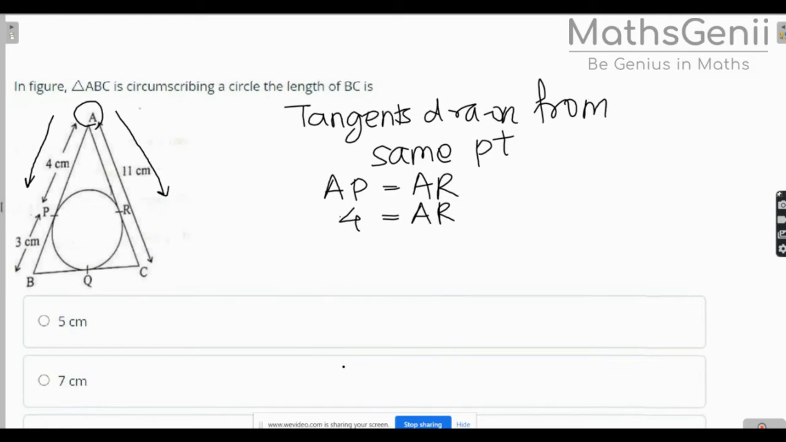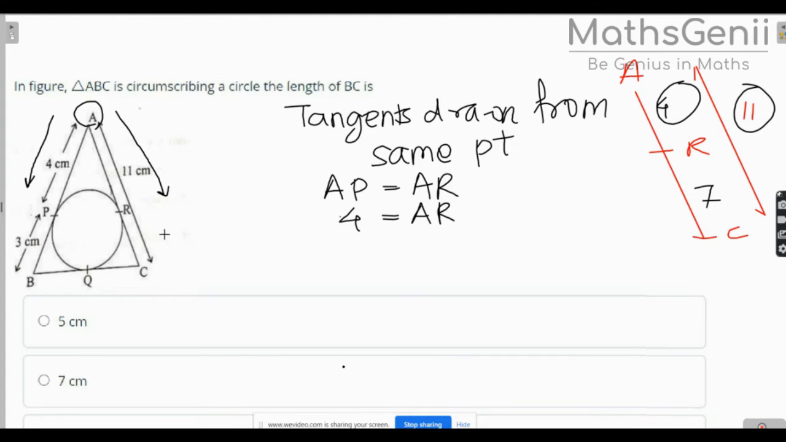Now, let's look at the other thing. I'm drawing this line here for better understanding. Now look at this line, A, R, C. In this, this entire thing is your 11 centimeter as given in the question. And this thing, AR, is 4. So how much will this be? 11 minus 4. So this will be 7, right? So I'm writing 7 here.